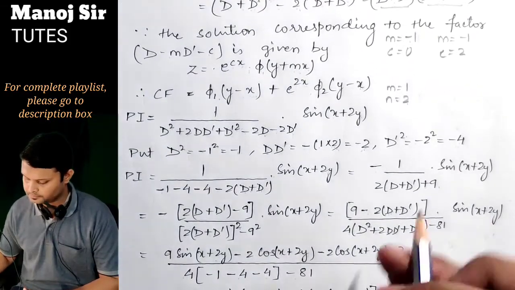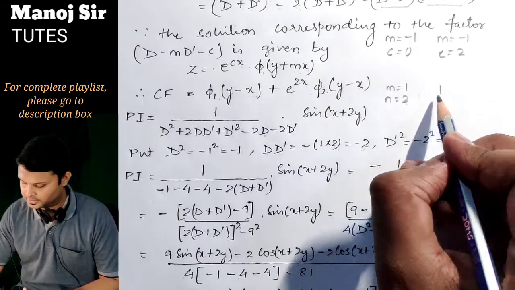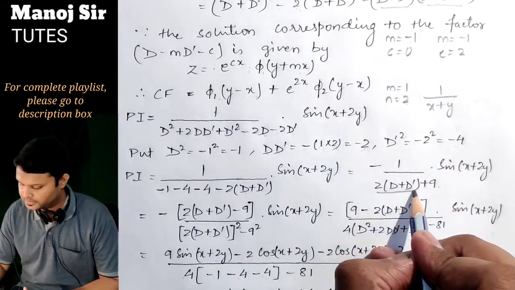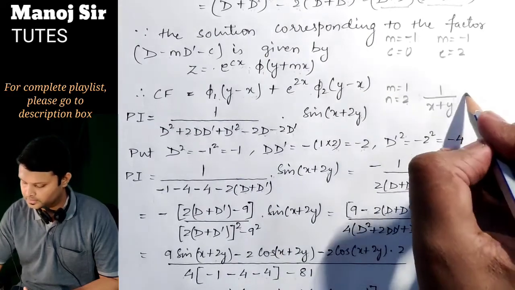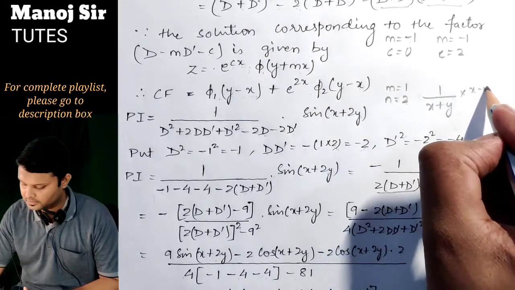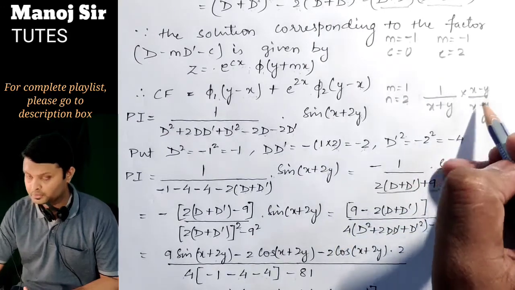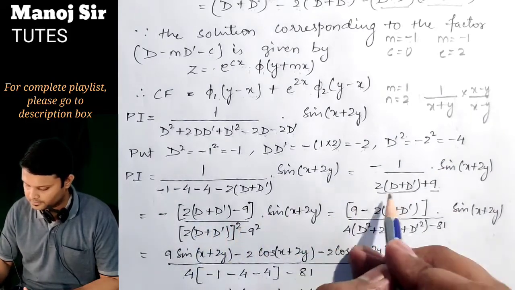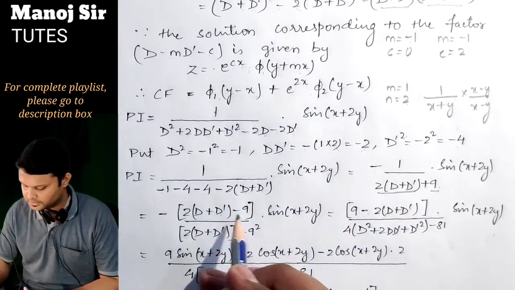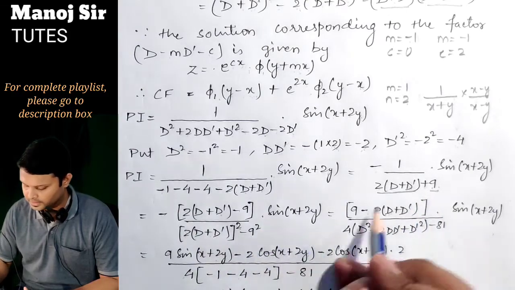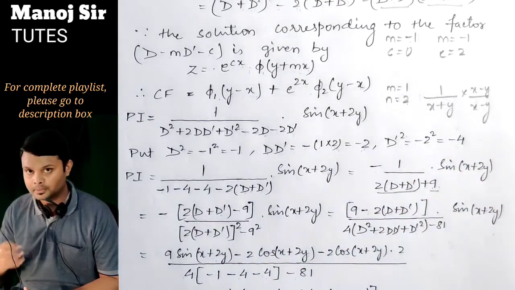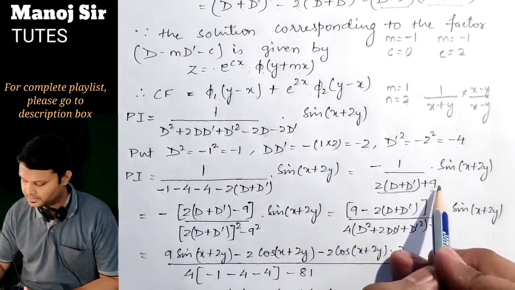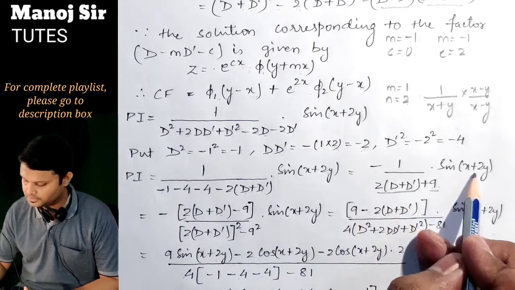Now if you look at this part, this is 1 upon x plus y. If we take this as x, this will become y. So simply rationalize it: multiply and divide with x minus y. Here x is 2 into D plus D dash, and y is 9, so upon x plus y into x minus y will become x square minus y square. So this is going to be 2 into D plus D dash whole square minus 9 square, into sine of x plus 2y as it is.